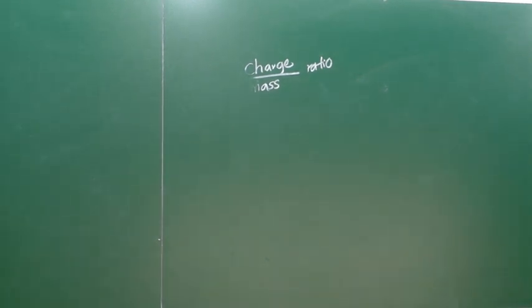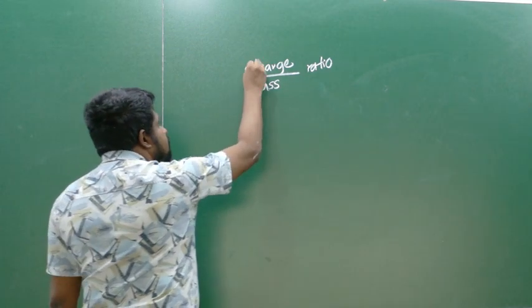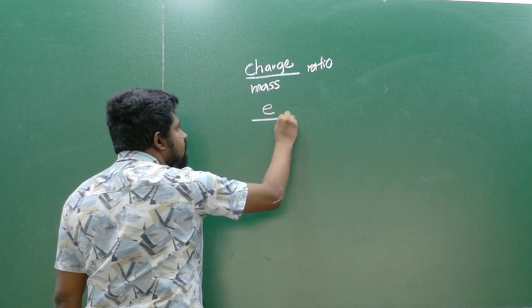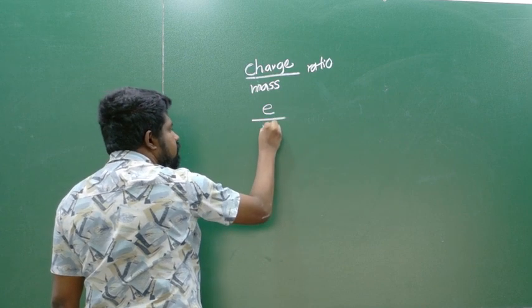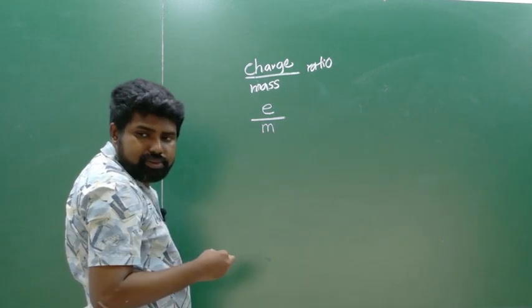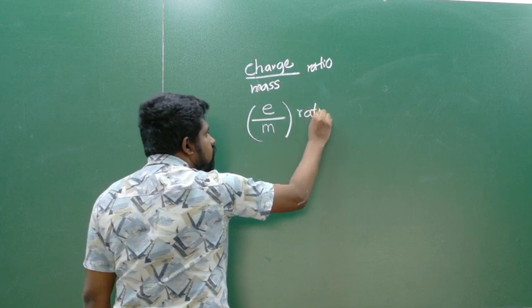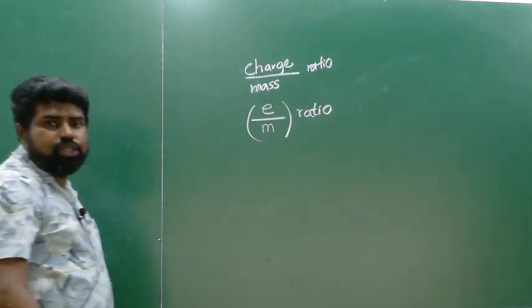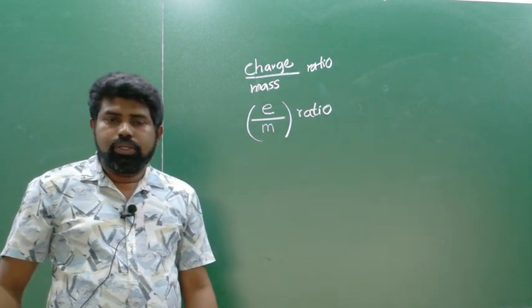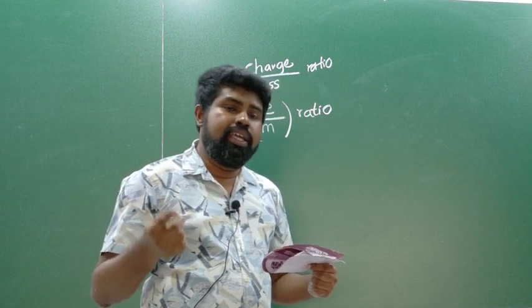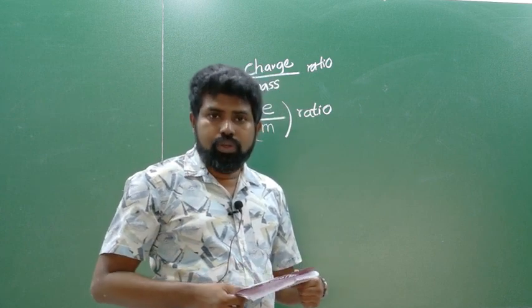Let us see what this charge to mass ratio is. Here charge is denoted by the symbol e, divided by mass, denoted by the symbol m. They are the symbols. You can call this the e over m ratio, charge to mass ratio. So, Thomson experimentally determined the e over m ratio for cathode ray particles.